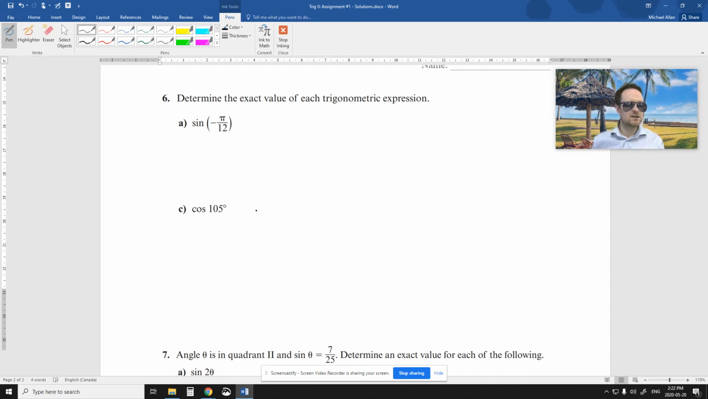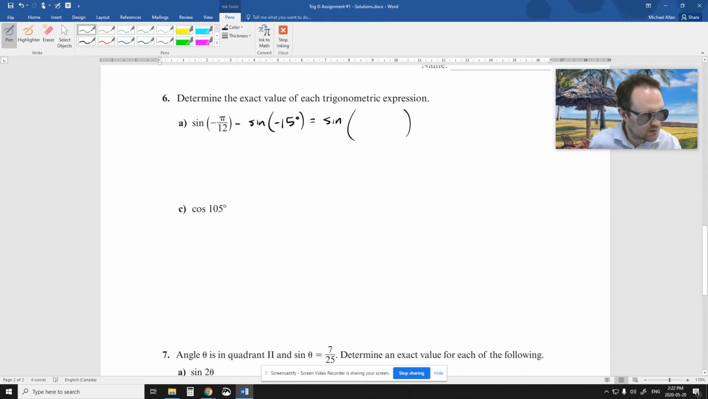Determine the exact value of each of these expressions. Okay, so you want to know, first of all, what angle is that? It's over 12. We usually don't deal with it over 12, but over 12 is 15 degrees. So that I can write this out in degrees, makes it a little bit easier for me to do the math. Negative 15 degrees. So what 2 angles that we know of add or subtract to negative 15? So I can go 45 minus 60, I think. Yeah, 45 minus 60. So that'll work.